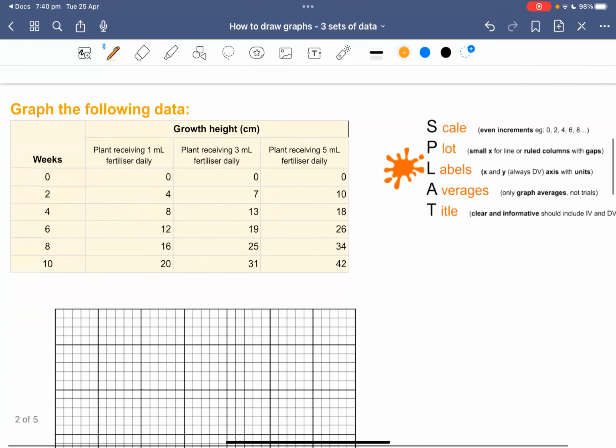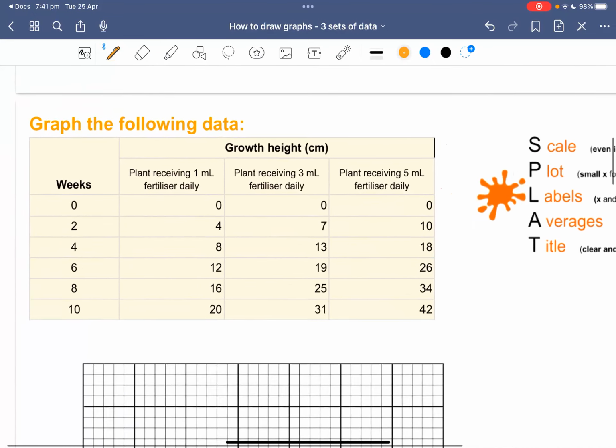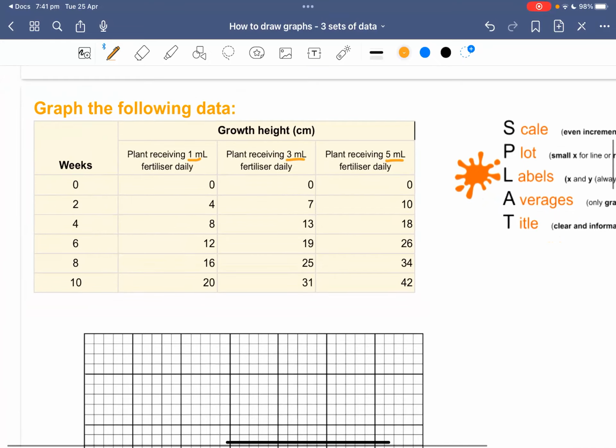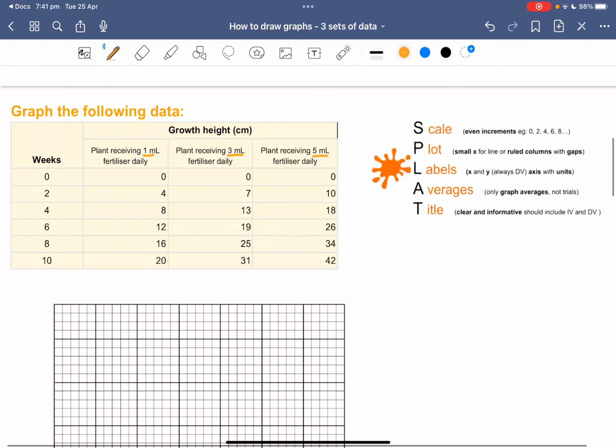So let's have a look at some information. We've got: graph the following data. We've got weeks here. We've got the growth height of a plant, and then we've got a plant receiving 1 mil of fertilizer, one receiving 3 mils, and one receiving 5 mils. So before I can even start labeling my axes or anything like that, I need to figure out what my independent and dependent variables are.